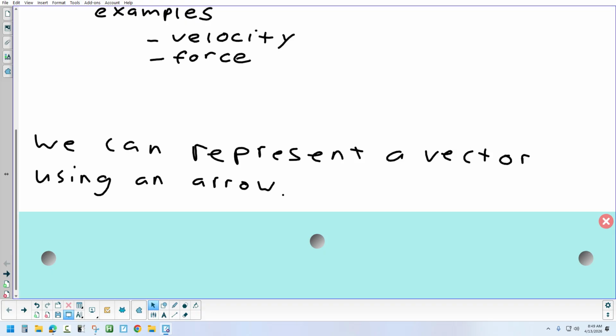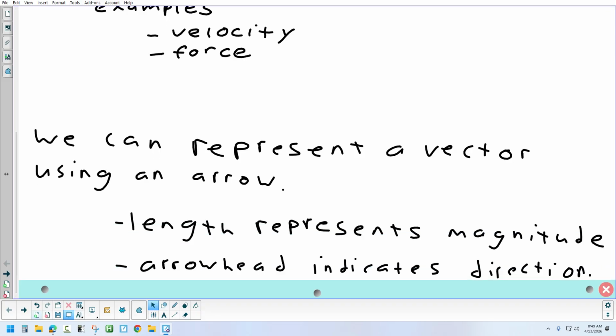Yep. Length of the arrow. Yep, we can change the length of the arrow. So the length of the arrow will represent the magnitude. In the case of velocity, that's the speed. If it was a force, it would be the strength of the force.